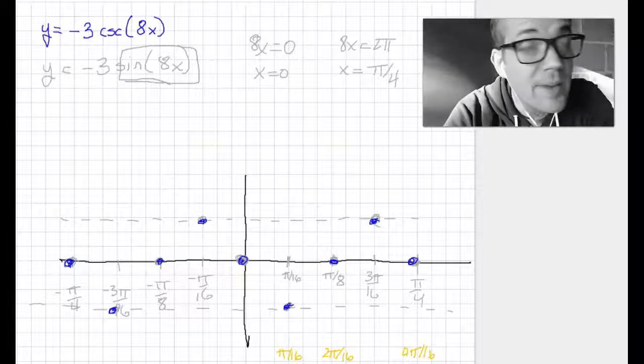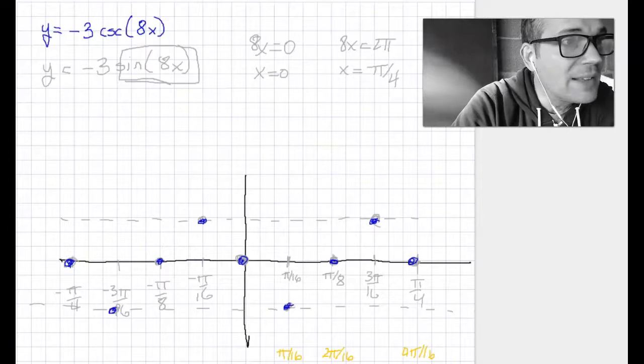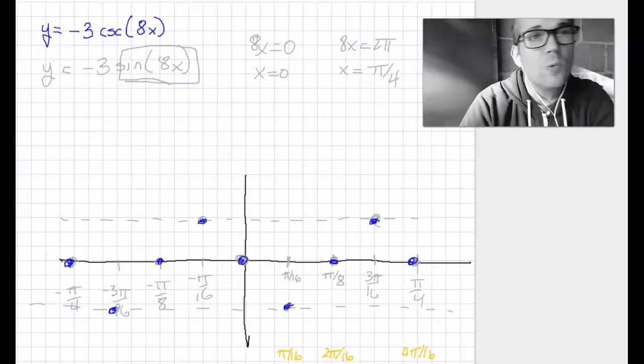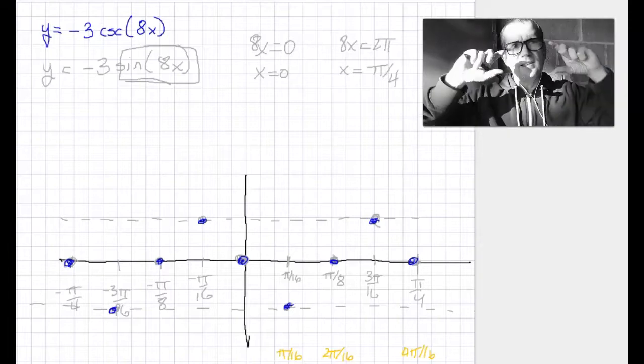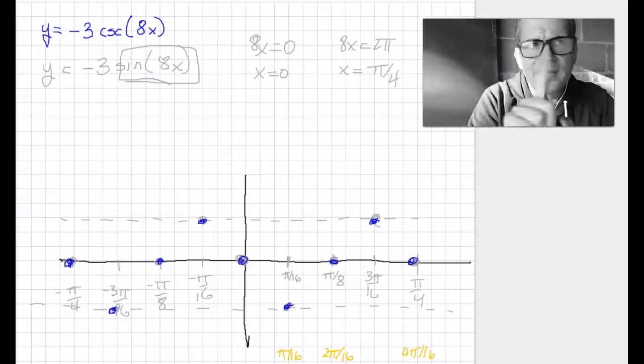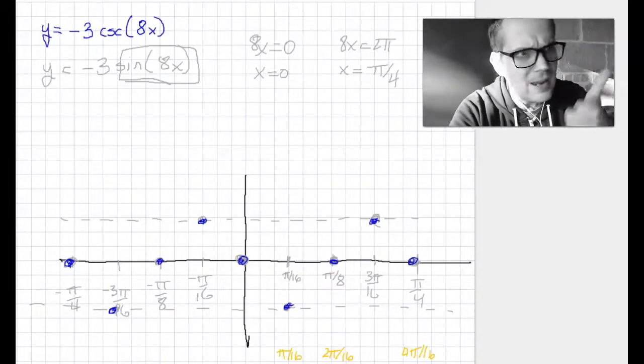So, we got these blue points by doing the normal things we do for sine. We know they're maxing out at 3, minimizing at -3. Here's where they're 0. We know that cosecant is the reciprocal of all that stuff. So if you put 1 over 0, that's a no-no. You can't divide by 0. So if the sine's going to be 0, we can't divide by that.